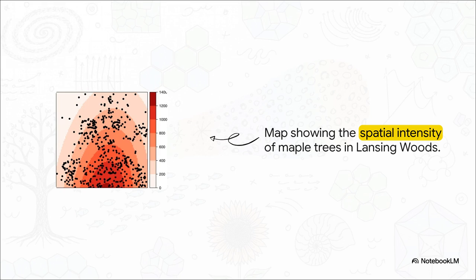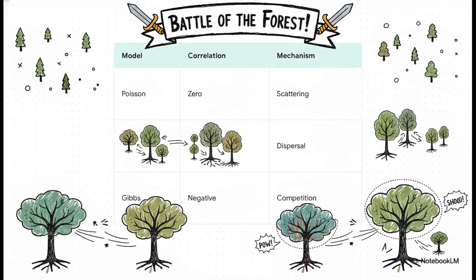Well, it's because environmental factors, things like soil quality, humidity, maybe a steep slope, they completely mess with the distribution. The rate of trees, our lambda, is no longer constant. It varies based on location. This creates what statisticians call an inhomogeneous Poisson process. The points are still independent, sure, but the underlying probability of actually finding a tree shifts dynamically as you walk across the terrain.